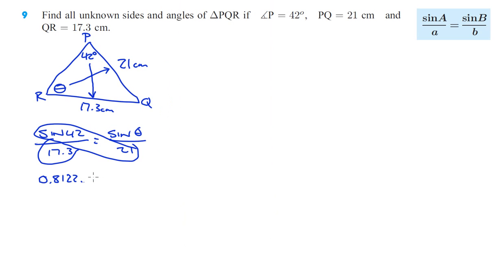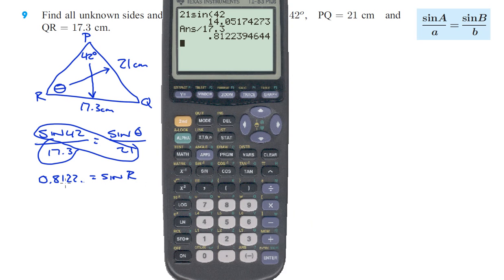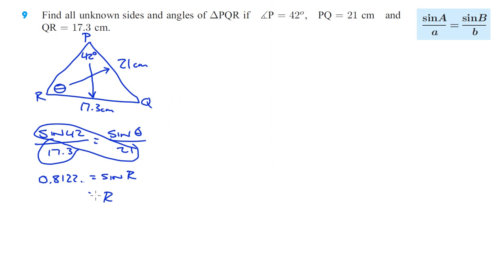0.8122 equals sine theta. I'm going to do sine inverse of R. Now that we're looking for an angle, all we do is press second sine, and instead of putting 0.8122 in there, let's use the answer, because this will give us a more accurate result. So we'll do second sine, then second answer, and that gives us 54.3 degrees. So R equals 54.3 degrees.